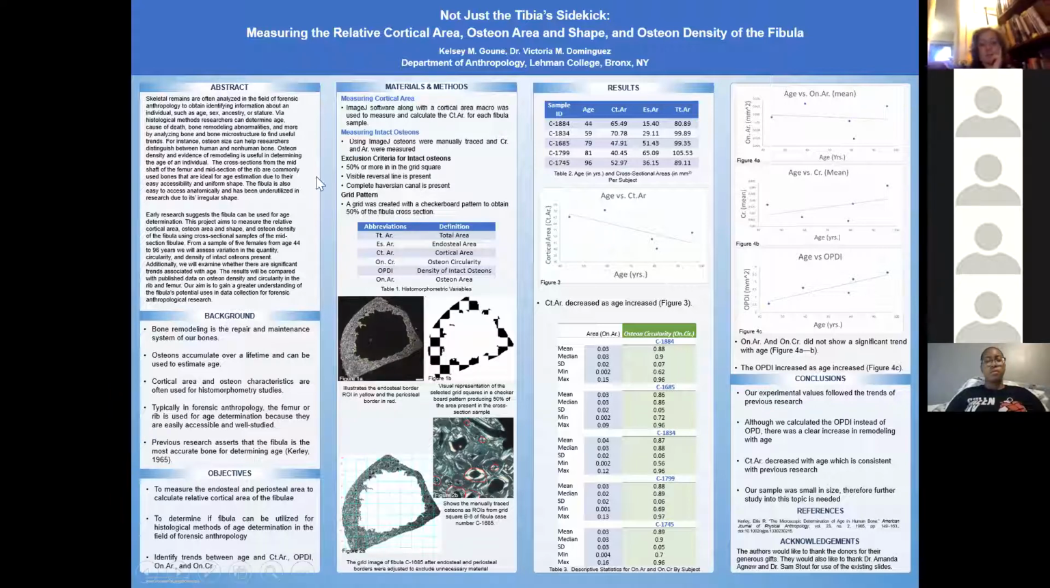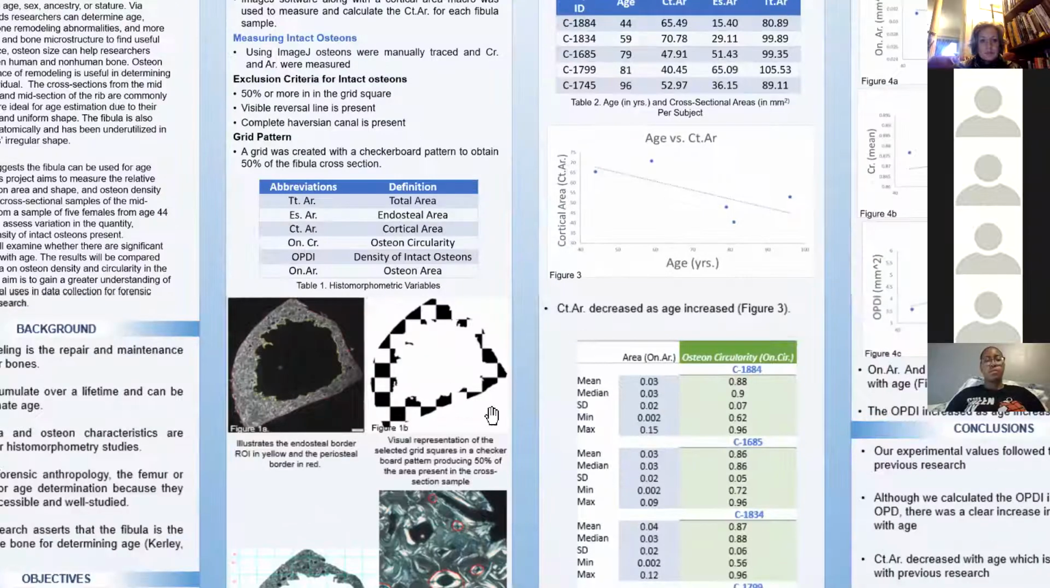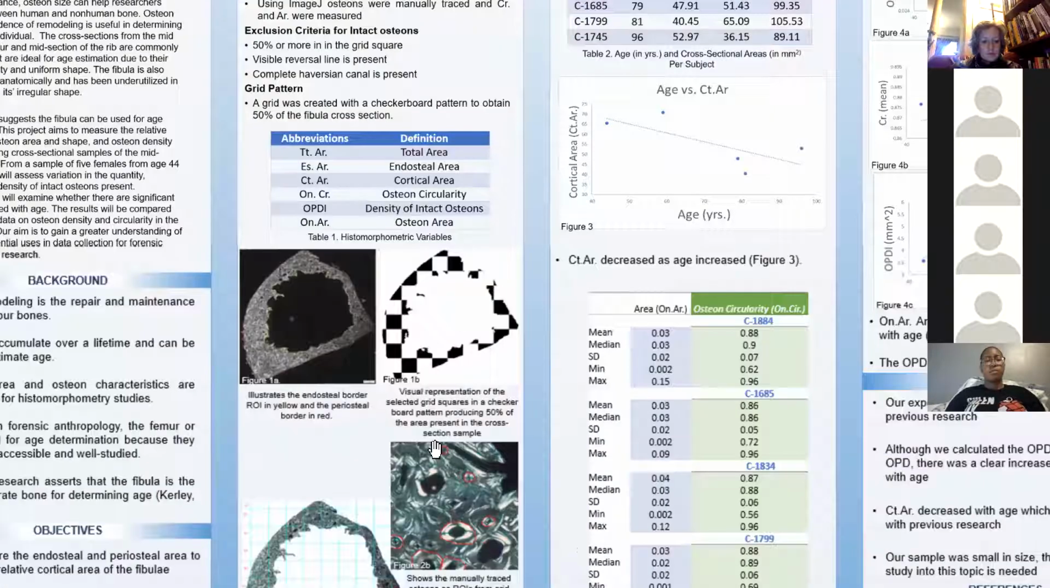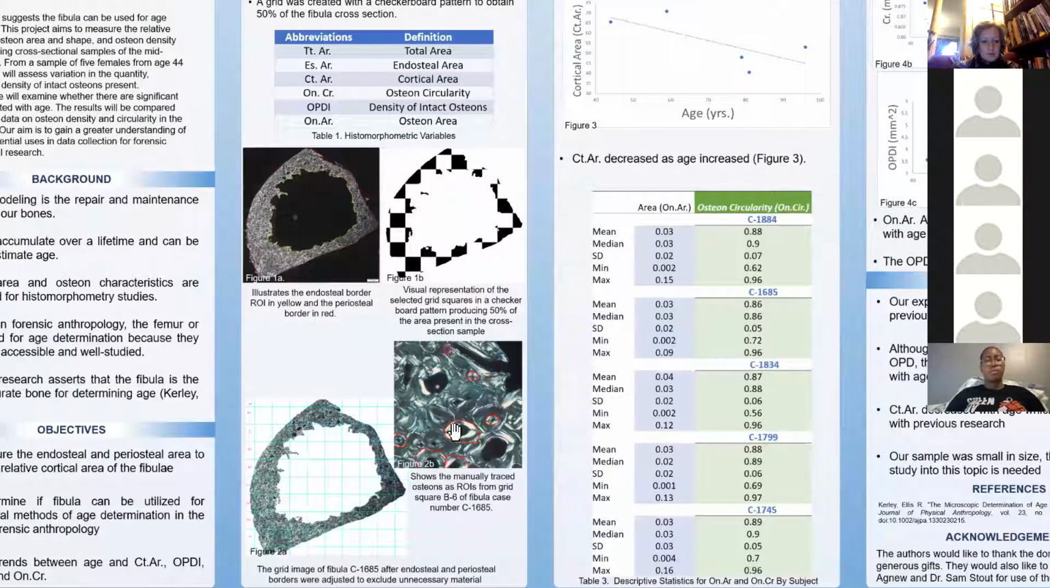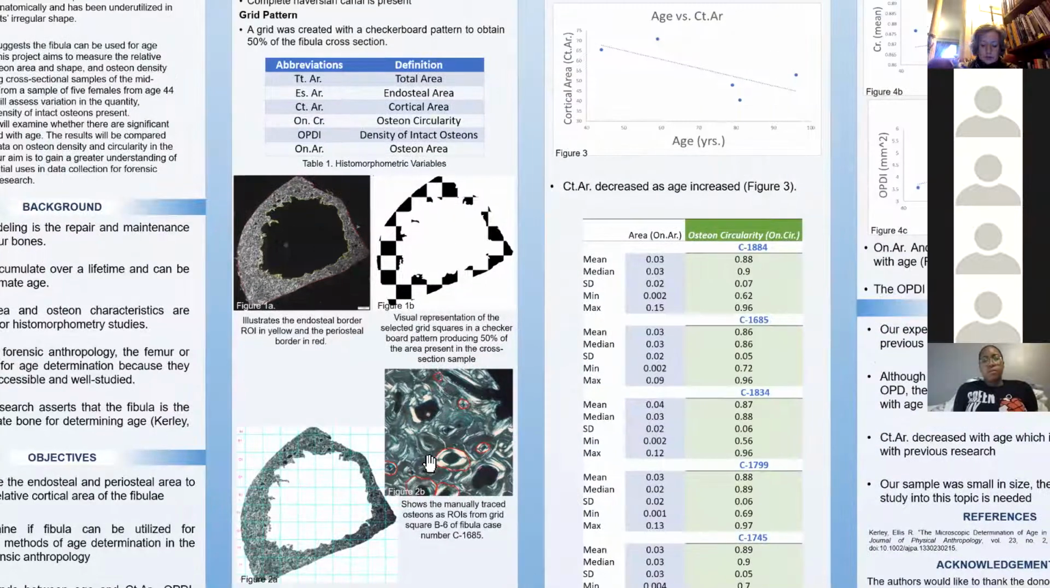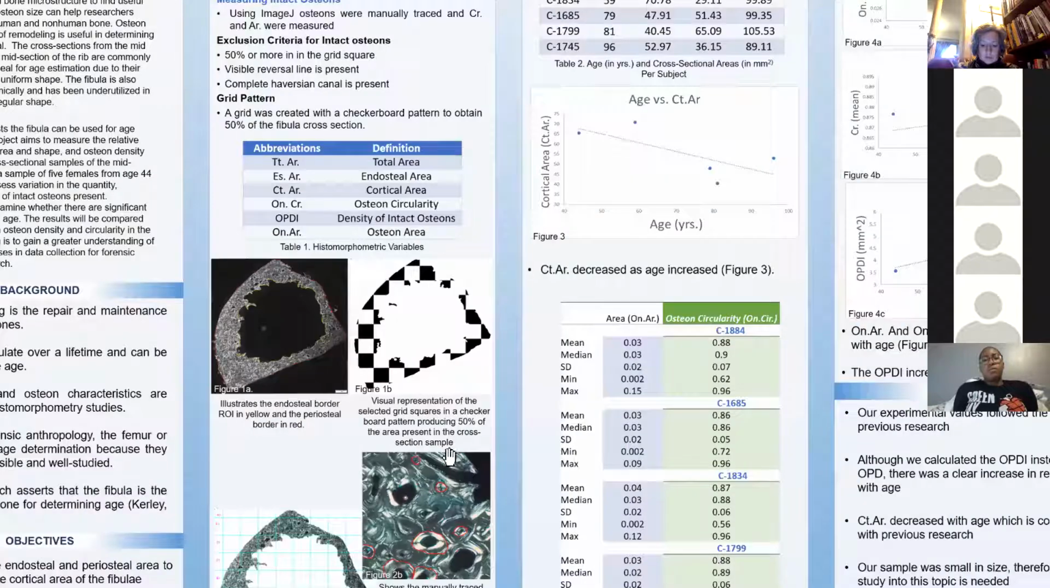In terms of measuring our intact osteons, one of the things we measured was the density of intact osteons, also known as OPDI. And I'm just going to zoom in here again. So you can see here our osteons are circled in these red lines. The reversal line here on our osteon is going to be that edge that's circled here. So we're essentially manually tracing the reversal lines of each osteon to get the measurement of its area and shape.